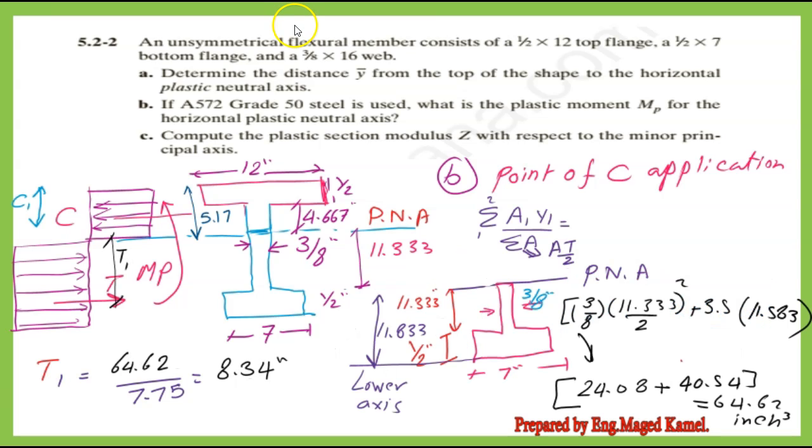We move to the next slide to estimate the distance T1, which is the distance from the point of application of force T to the plastic neutral axis. We expect to have a different value compared to C1 since we do not have symmetry. Again, we will estimate the moment of area of the lower half of the section, which is the sum of the moment of area of the lower flange and the web area part below the plastic neutral axis. The value of T1 equals 8.34 inches.